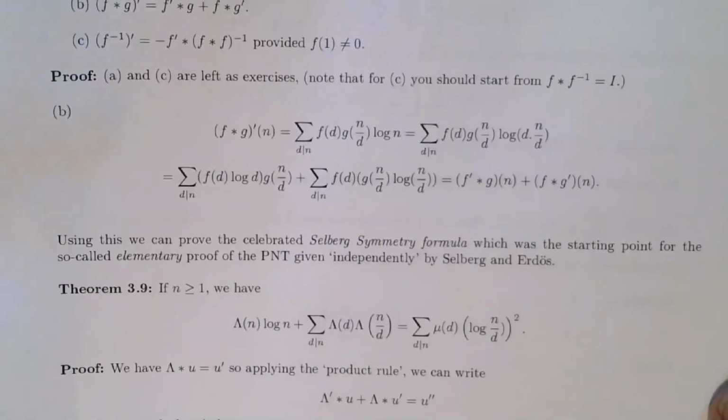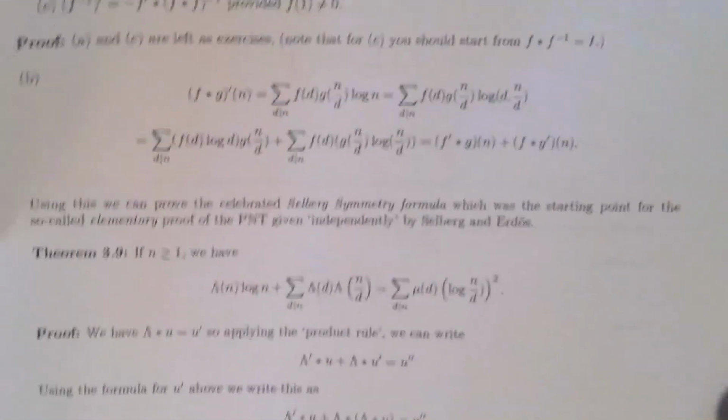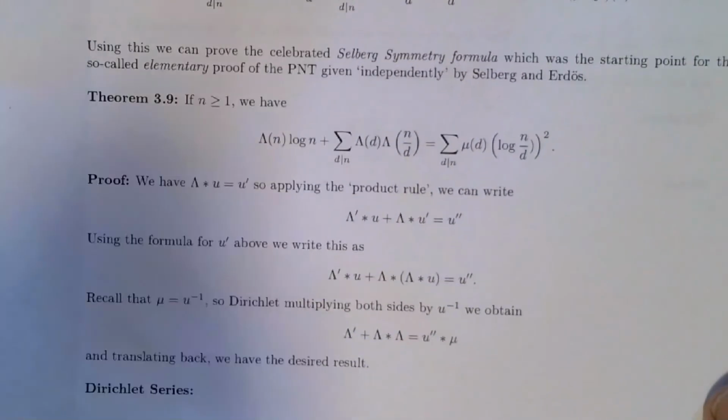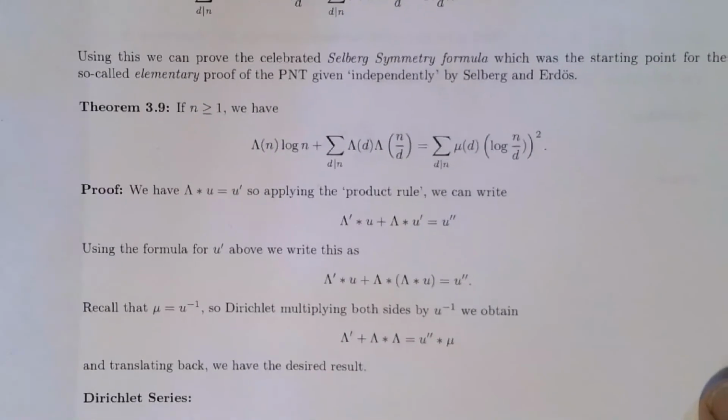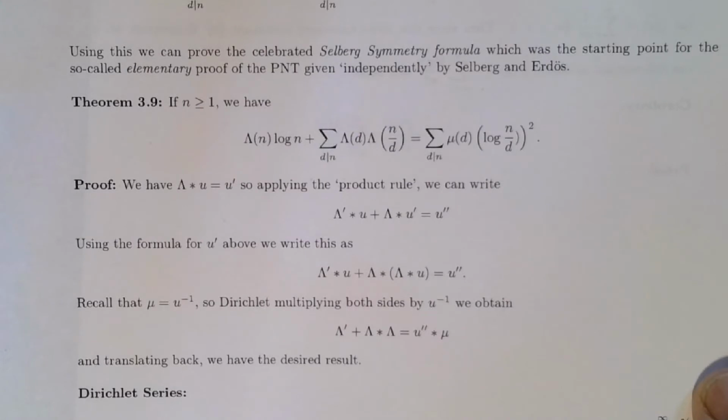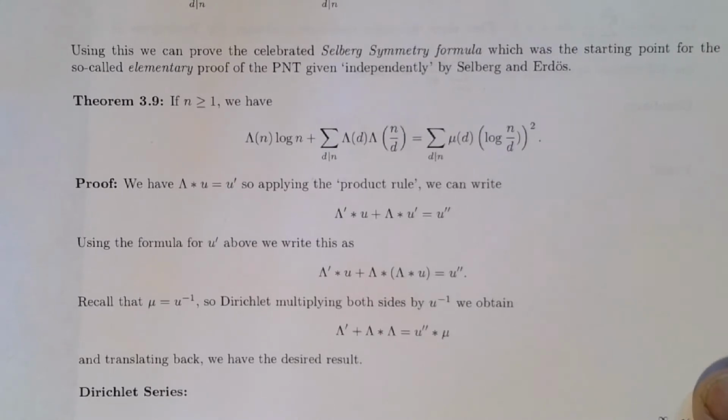Now we can use this. We're not going to do much with this Selberg symmetry formula, but just to pop it in here, we can now use this to give a very simple proof of this very amazing and very mysterious formula called the Selberg formula. And Selberg and Erdős used this to give their so-called elementary proof of the prime number theorem, which was done independently by Selberg and Erdős.